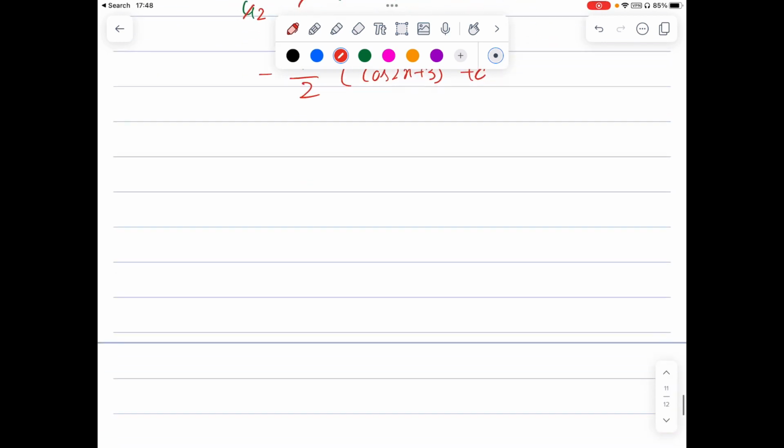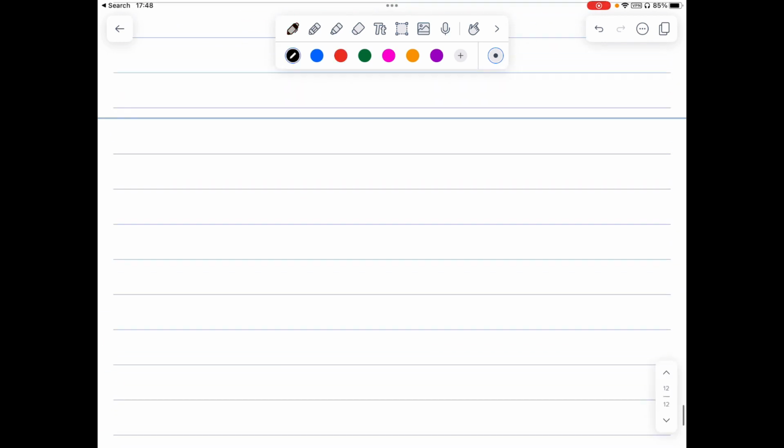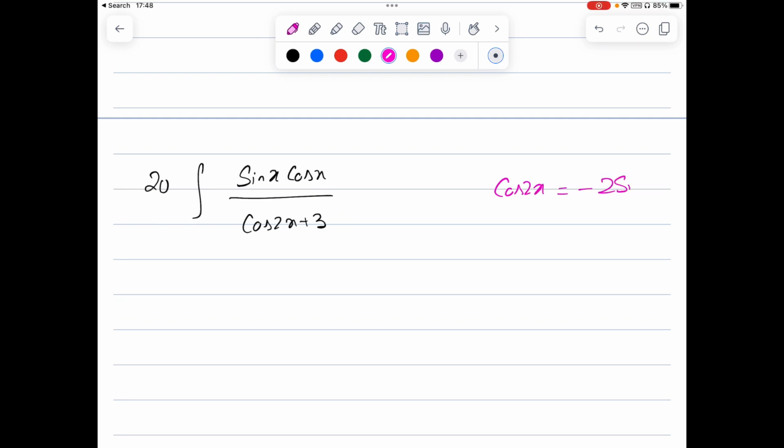Now finally, we may try one more question, the 20th question. Integral of sin x cos x, this time without square root, upon cos 2x plus 3. Again cos 2x derivative. What is cos 2x derivative? Negative 2 sin 2x. So I want sin 2x, so multiply and divide by 2. So it becomes 1 upon 2 sin 2x upon cos 2x plus 3.